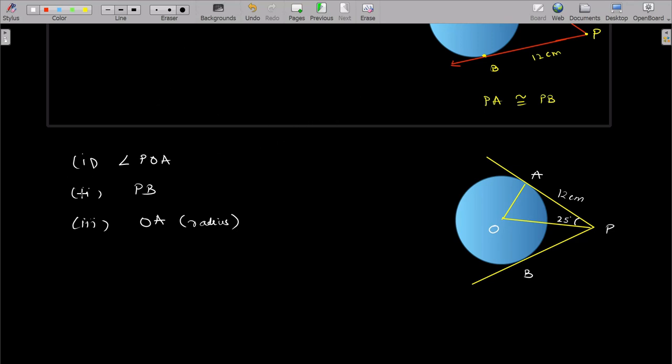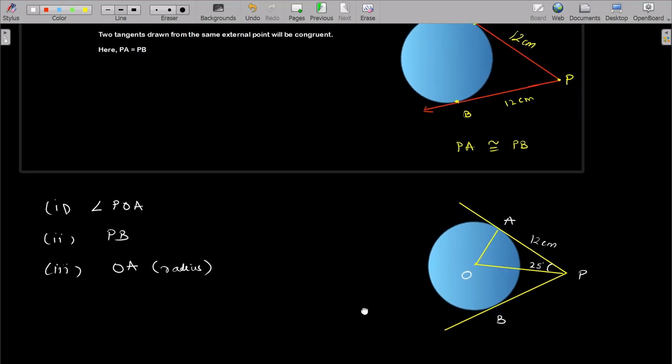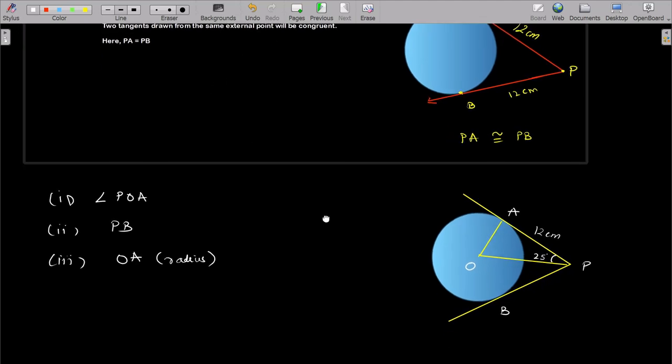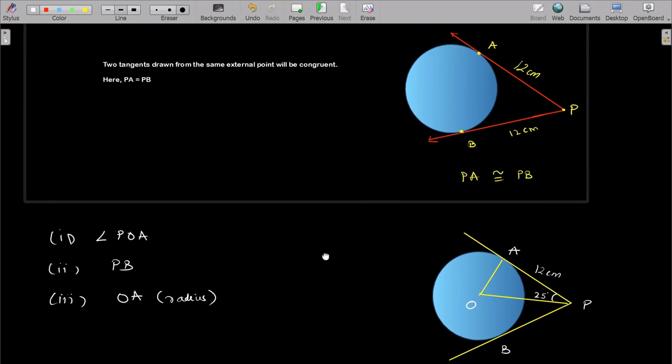So first try to do the second part, PB. What will be the length of the line segment PB? Wouldn't it be 12? Yes, exactly. That's going to be 12. That's exactly what we did in the second theorem, right? The two tangents will have the same length, so this is going to be 12.